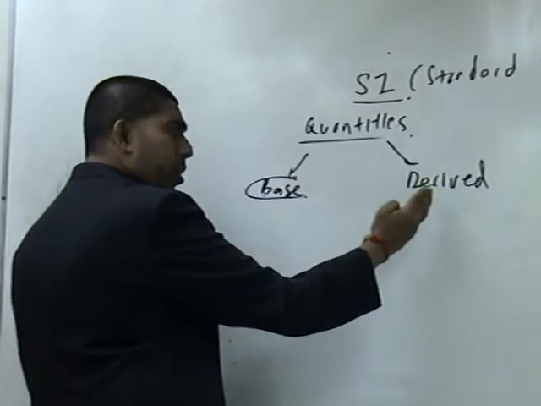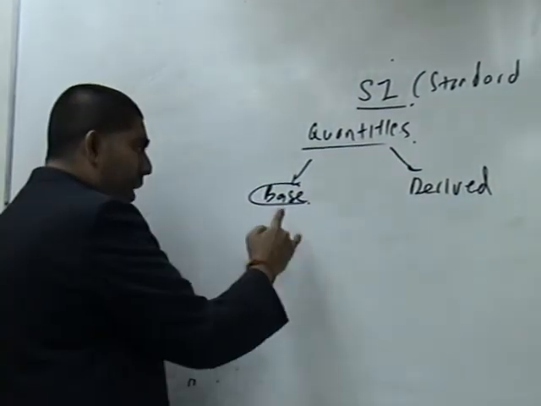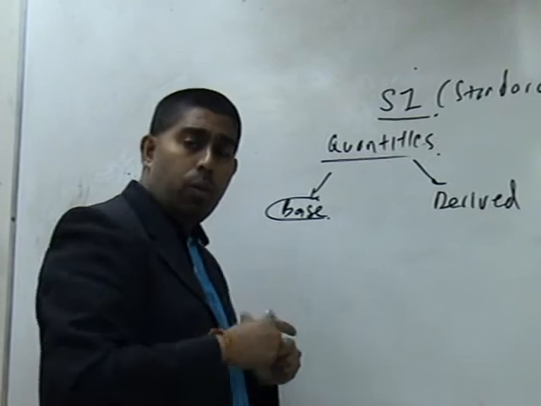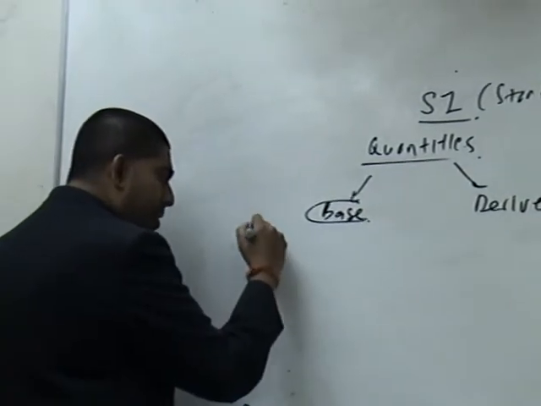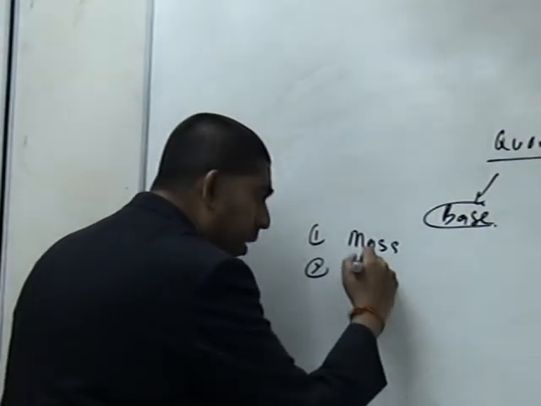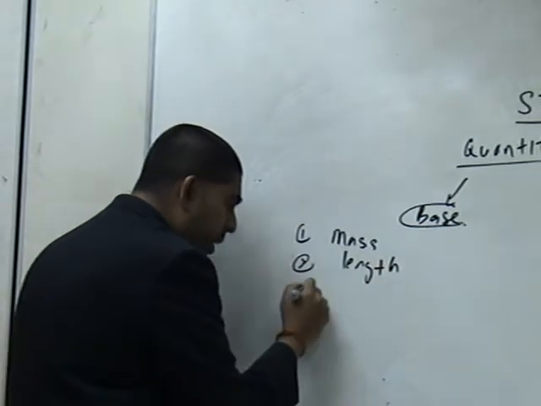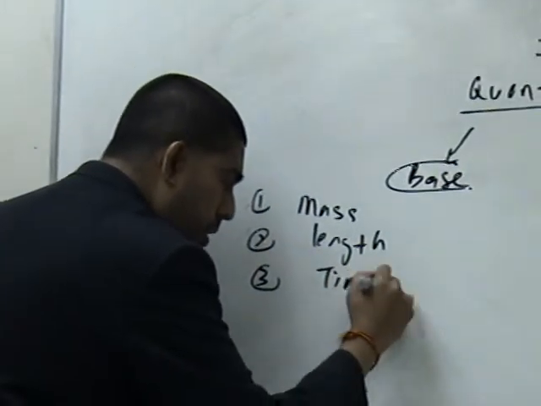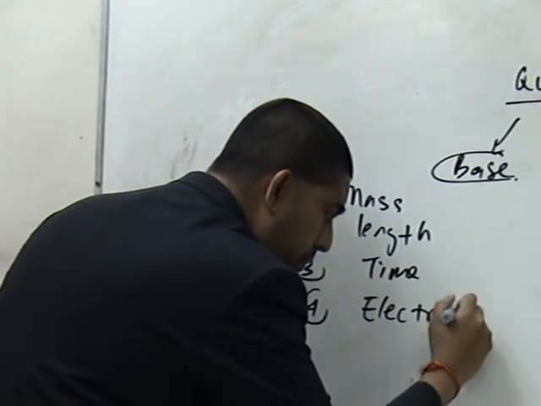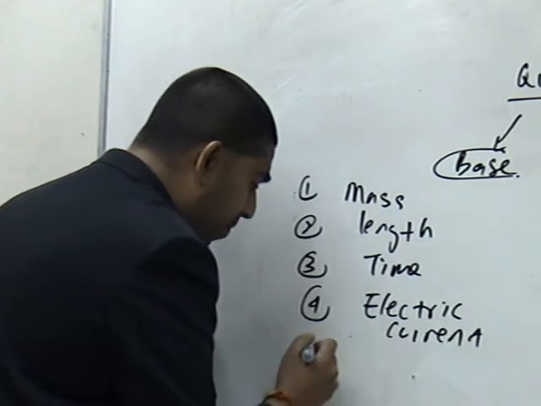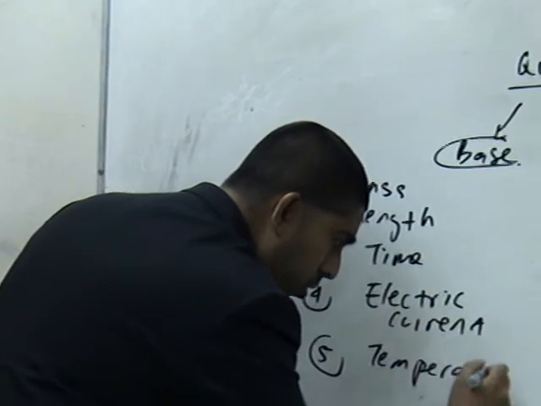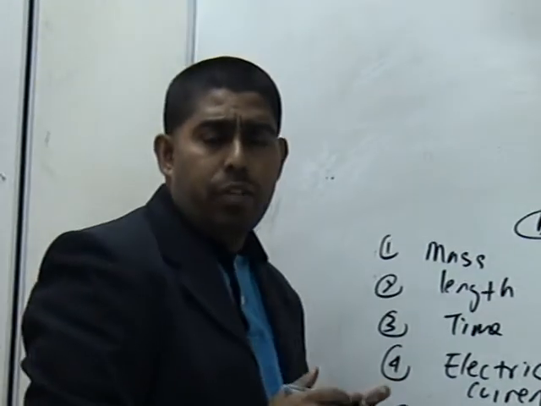So there are two types of quantities. One is base, another one is derived. So under this base quantity, there are 5 quantities that you ought to know. What are those, students? Number 1 will be mass. Number 2 will be length. Number 3 will be time. Number 4 will be electric current. Number 5 will be temperature. So these are the 5 base quantities.